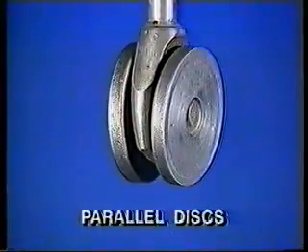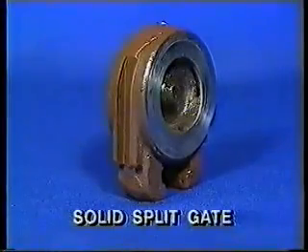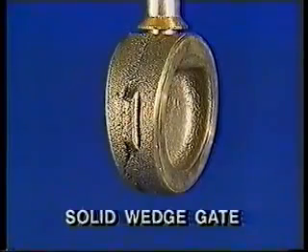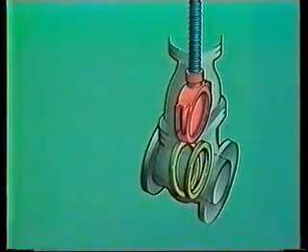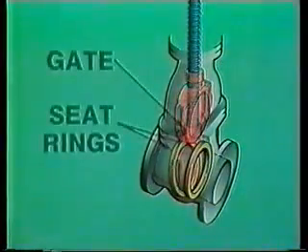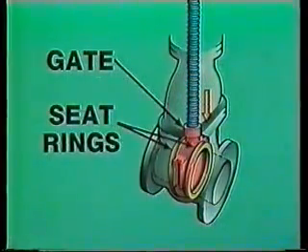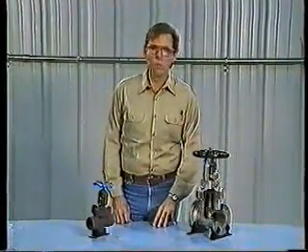There are different types of gates that can be used in gate valves. The most common ones are the parallel disc, the solid split gate, and the solid wedge gate. Gate valves have a matching set of seat rings located within the body of the valve. As the valve is closed, the gate descends between the seats and makes a tight fit, sealing off flow. Wear and friction occur where the gate and seat rings come together, which can result in leakage or make the valve difficult to open.